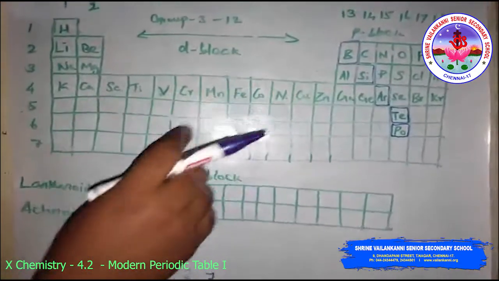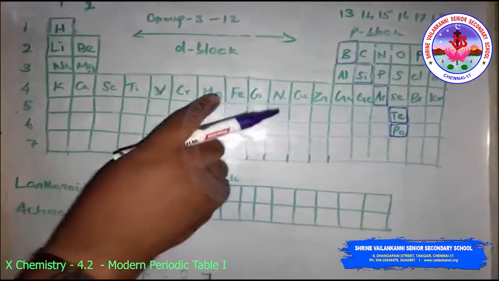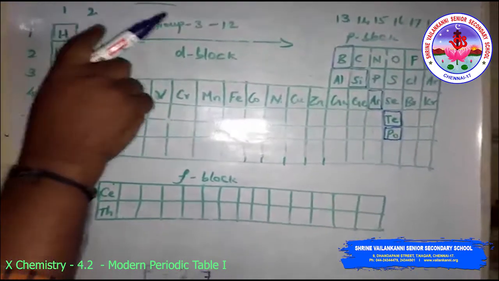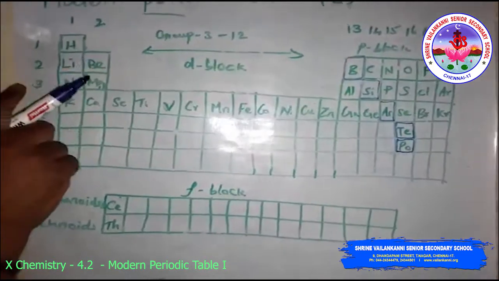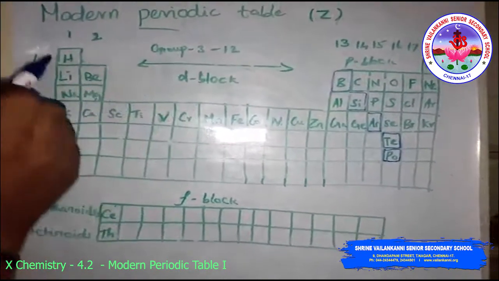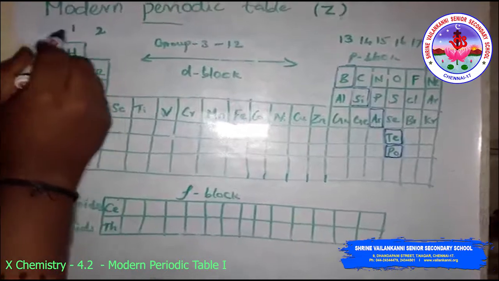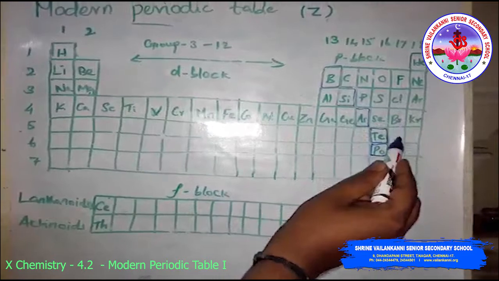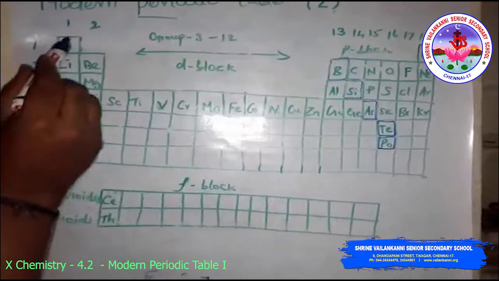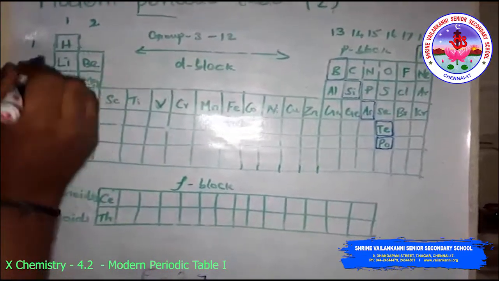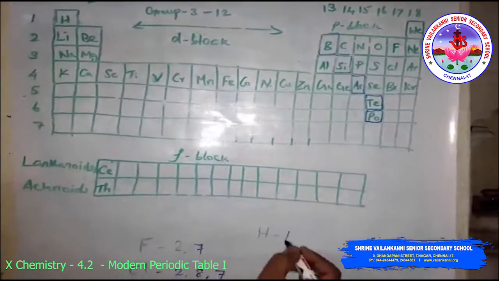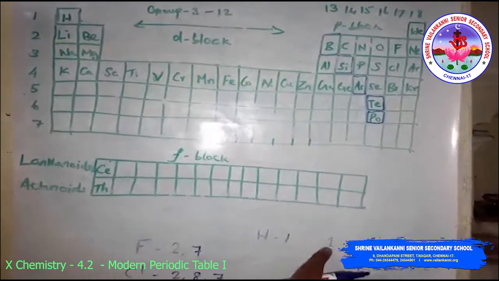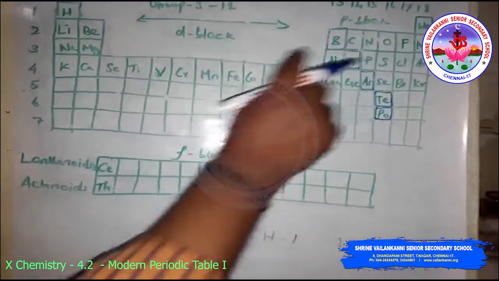There is an anomaly in the position of hydrogen, because it can be placed in either group 1 or group 17 in the first period. Can you say why? Because hydrogen is electropositive in nature, but in group 17 fluorine, chlorine, bromine, iodine are all electronegative elements. Hydrogen's atomic number is 1, so the K shell has only one electron. So it attains noble gas configuration.